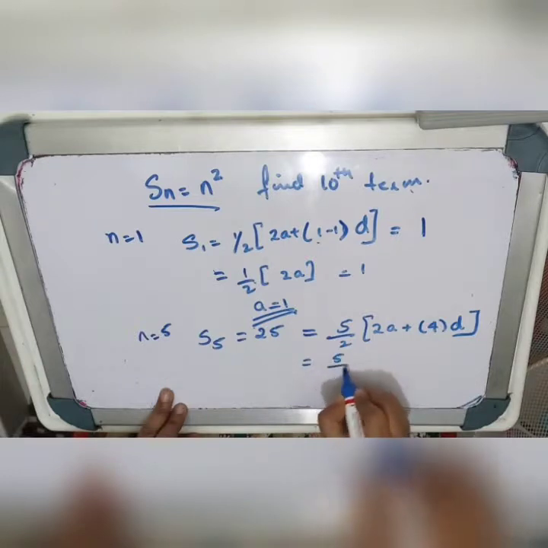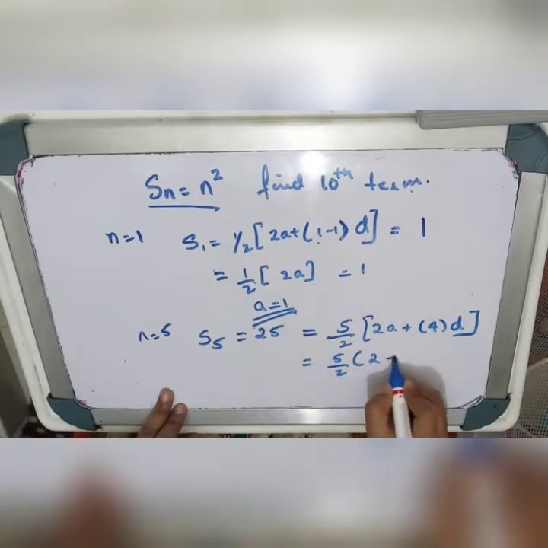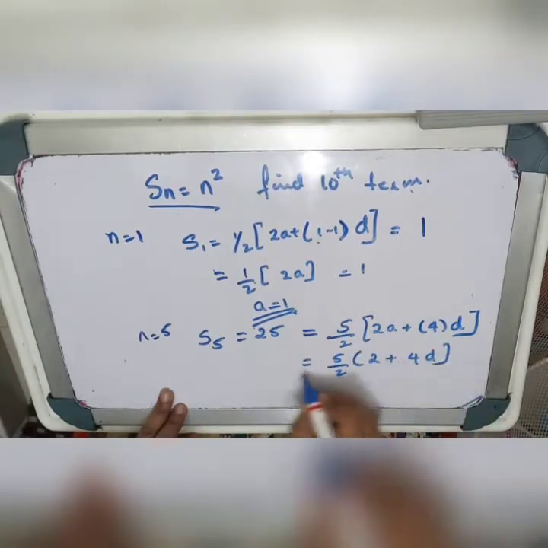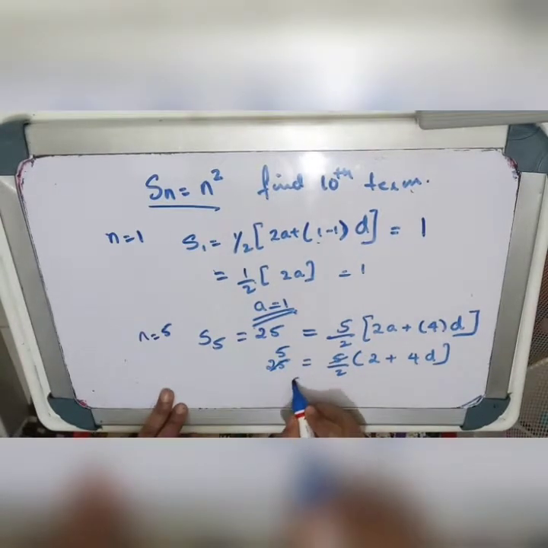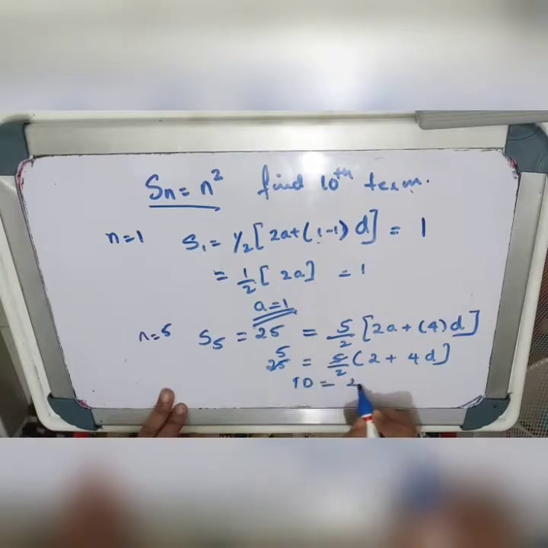We know the value of a, it is 1, therefore 2 plus 4d is equal to 25. So cancel the 5: 10 is equal to 2 plus 4d. We'll obtain the value of d as 2.